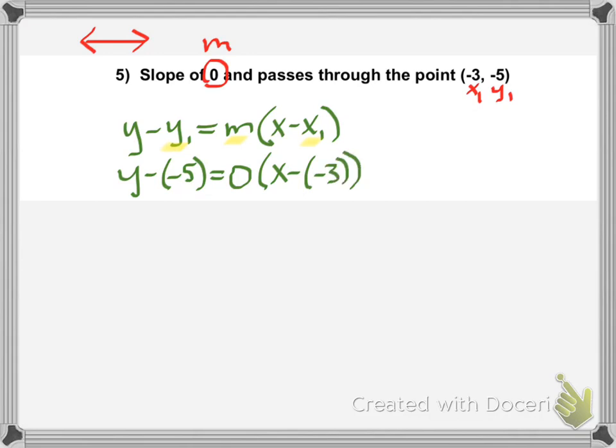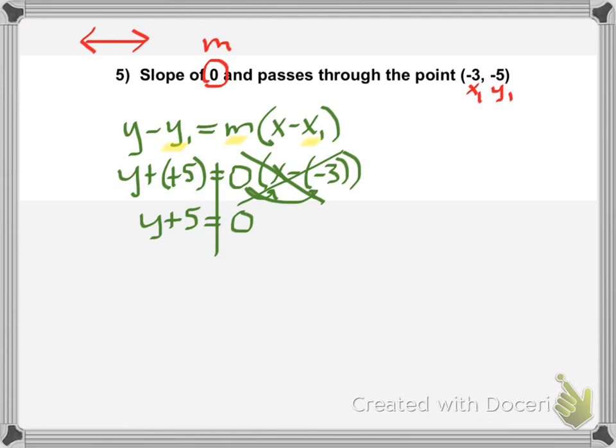All right, let's see if we can clean up this a little bit. On the left, I've got y minus a -5. That's the same as adding a positive. So that's like y plus 5 equals, and then what happens, I'm distributing a 0. Basically, I'm multiplying that whole set of parentheses by 0, and whenever I multiply something by 0, it goes away. So this whole side goes away, so we just have 0.